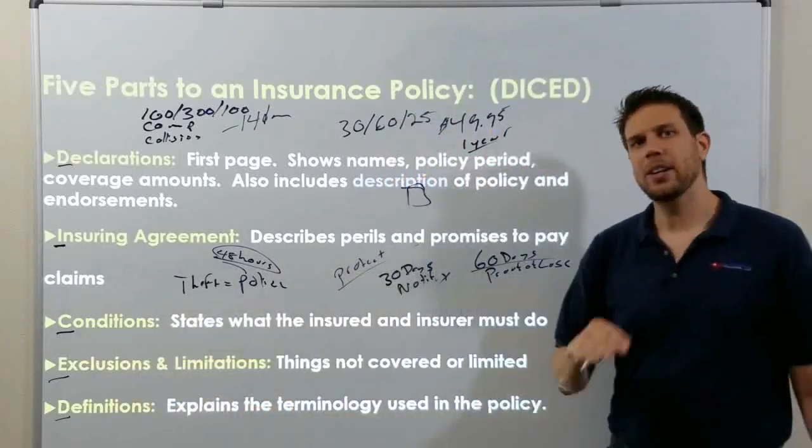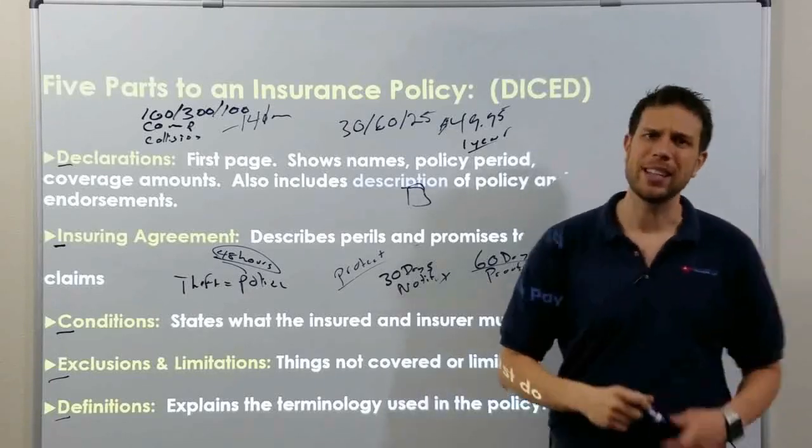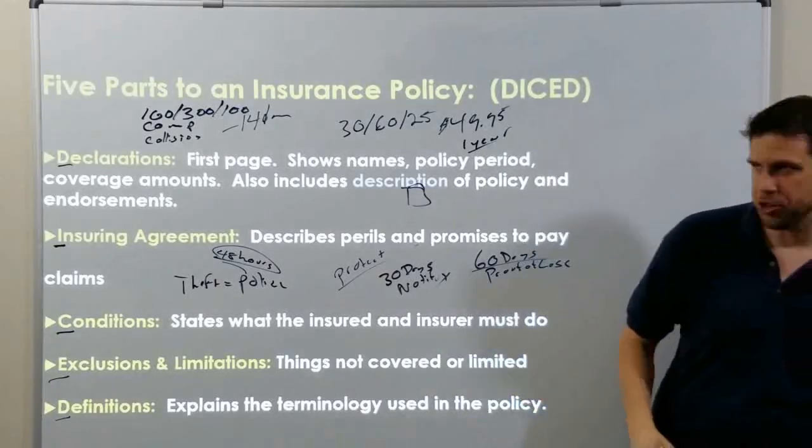Exclusions are items not covered under the policy. What do you think is not covered under homeowners insurance?